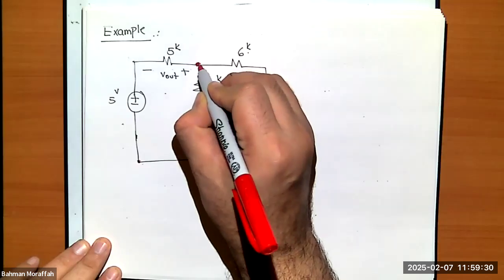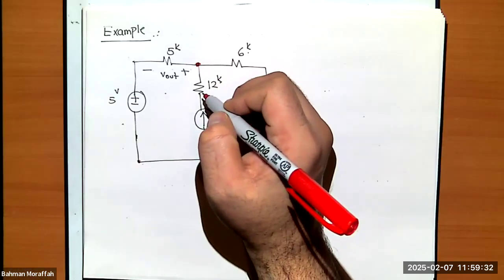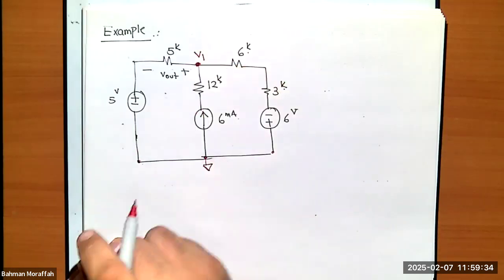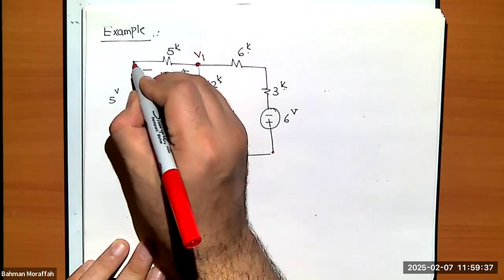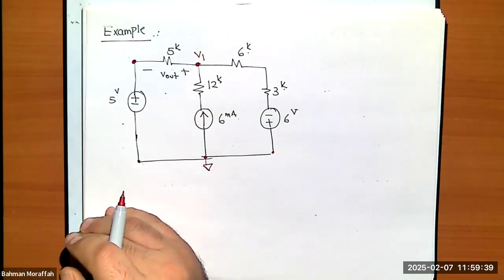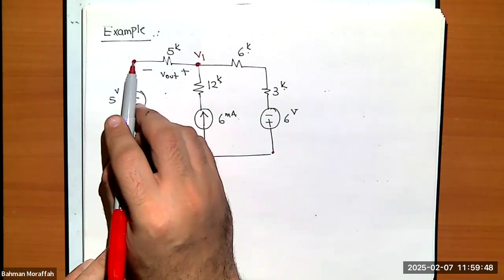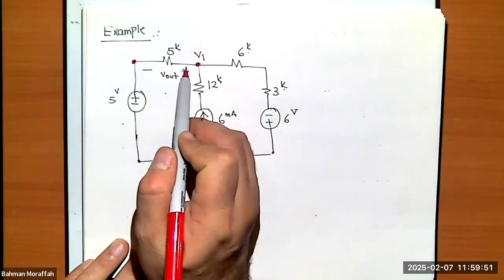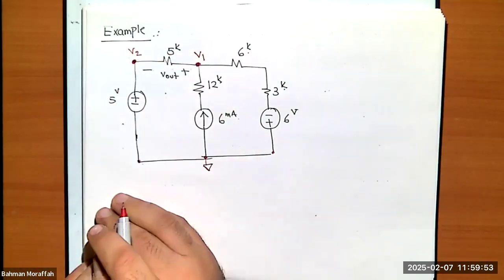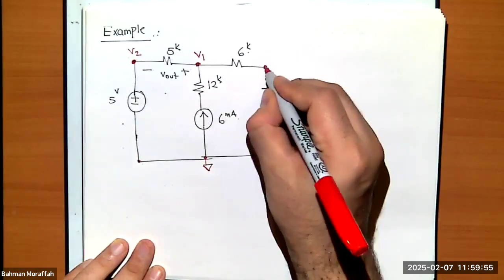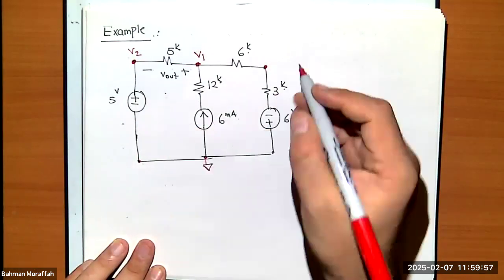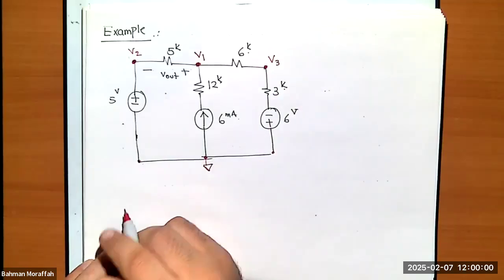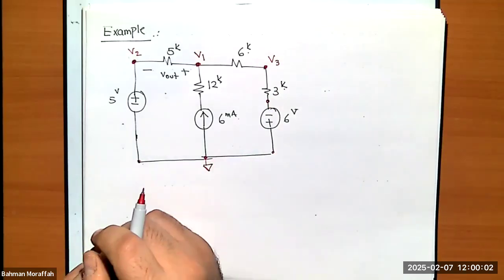Do you agree this one up here is a node? So let's just call it V1. Do you agree this one over here is another node? Yes? No? Is this one a new node? It is, because there's a potential difference here. So let's just call it V2. How about this guy over here? Is that a new node? It is. That's V3. How about this guy? Is that a new node?